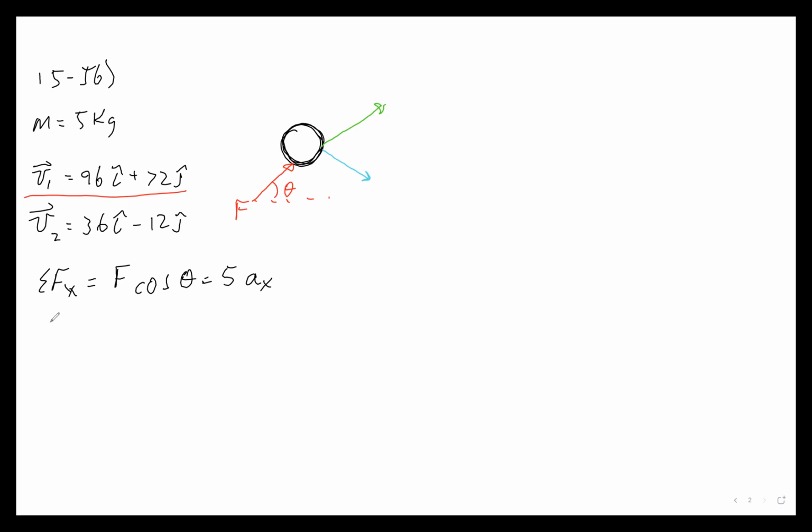Okay, and then the sum of the forces in the y is going to be the force sine theta going to be equal to 5 times the acceleration in the y. All right, so we have F is an unknown, theta is an unknown, ax is an unknown, ay is an unknown. Oh, that's 4 unknowns, and we only have 2 equations, so we need at least 2 more. All right, so we are going to have to figure out some way to make 2 more equations.